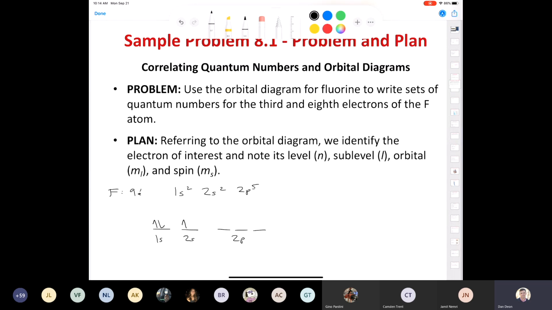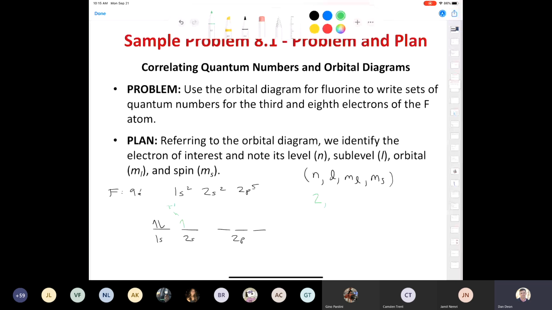So we're going to write a set of quantum numbers for this fellow right here. Why don't I write it in green? That way we can bookkeep it. We're going to write them out like this: our n, our l, our ml, and our ms. So for this 3rd electron, this is the 3rd one right here, our n is the principal quantum number, which is 2.